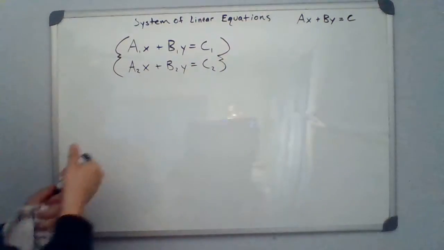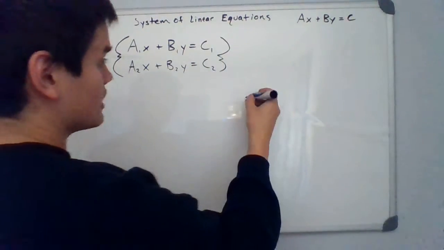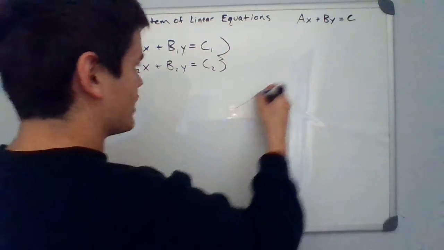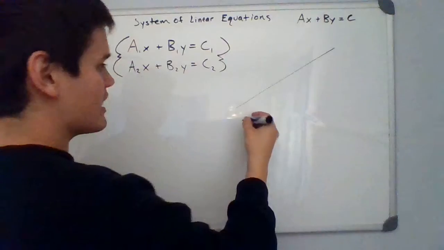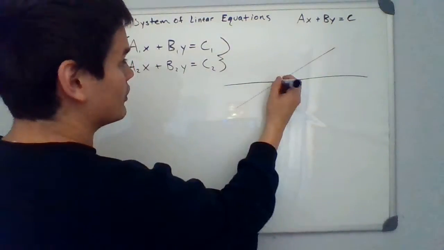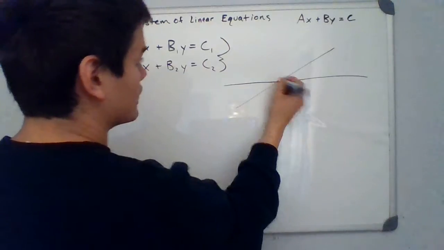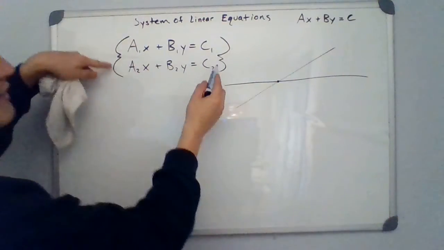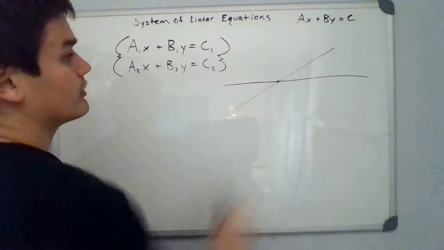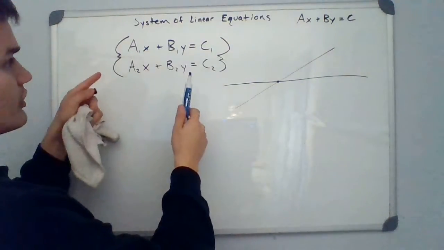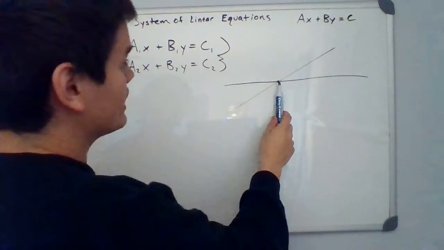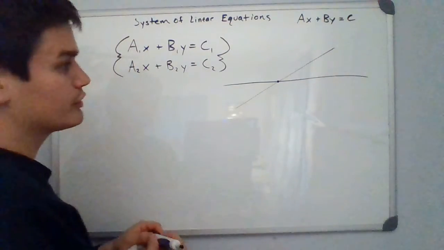Since these are lines, we can interpret them in the xy plane. If one of my lines looks like that and the other line looks like this, I know this point right here is going to be the xy value that I'm looking for that satisfies those two lines. So the solution to a system of linear equations can be a point, but we can have other solutions as well.